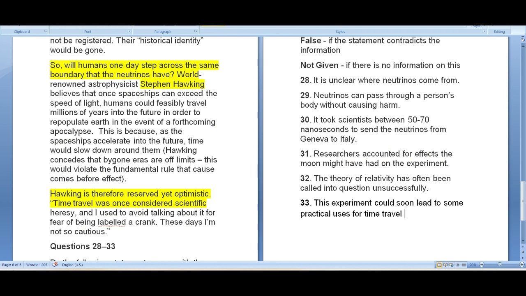What I would do if I were a candidate. It is unclear where neutrinos come from. Of course, we have a question about neutrinos, so I'm underlining this. And unclear. Is it unclear? This is what I have to search in the text. So first, you really understand what the question asks you. Is it really unclear where they come from, their origin?